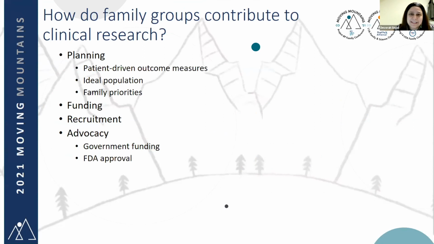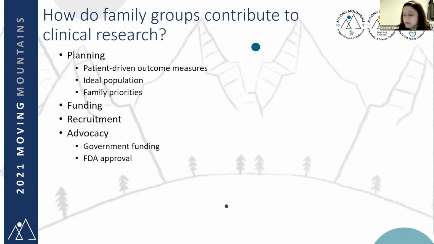So because this is a family conference, how do groups like yours contribute to clinical research? Often family groups are involved in the planning process. That's because what we might consider an important outcome as a physician may be different from what you as a parent consider an important outcome.